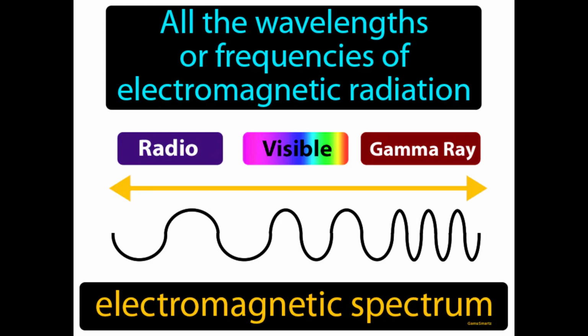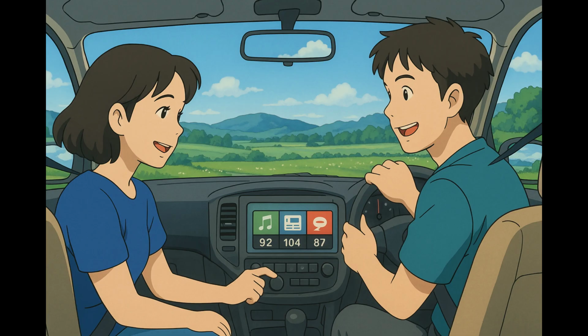All the wavelengths or frequencies of electromagnetic radiation. Electromagnetic spectrum. The electromagnetic spectrum is the range of all types of light energy, from radio waves to gamma rays that travel through space. Imagine trying to find the right radio station while driving, with each station offering different music, news, or talk shows.